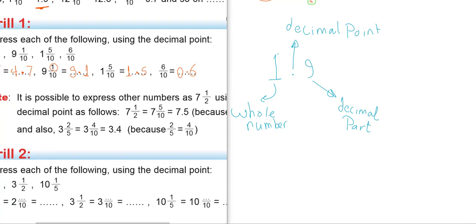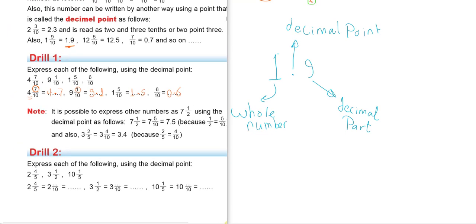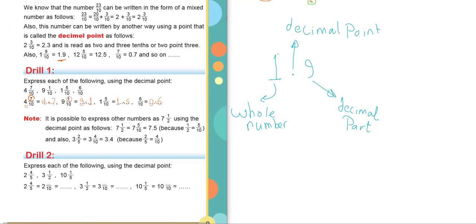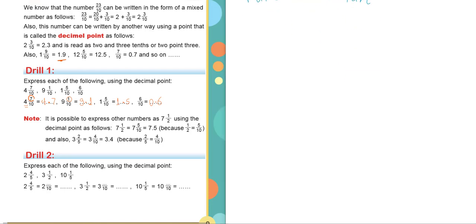Note, it's possible to express other numbers, such as 7 and 1/2, using the decimal point as follows. If we have fractions but the denominator does not equal 10, how do we convert it to 10? Here we have two examples. I will solve them. Okay, let's start.